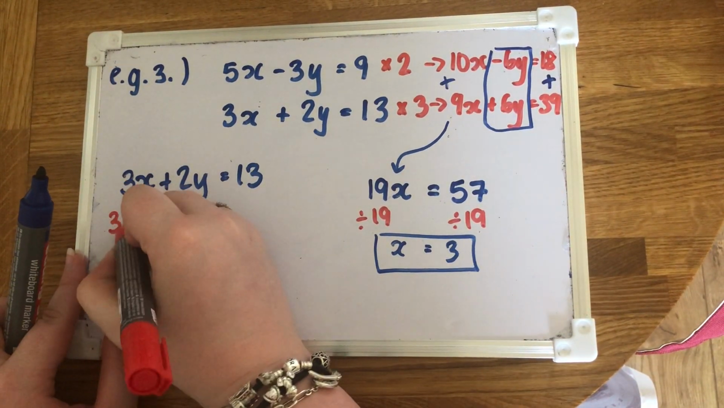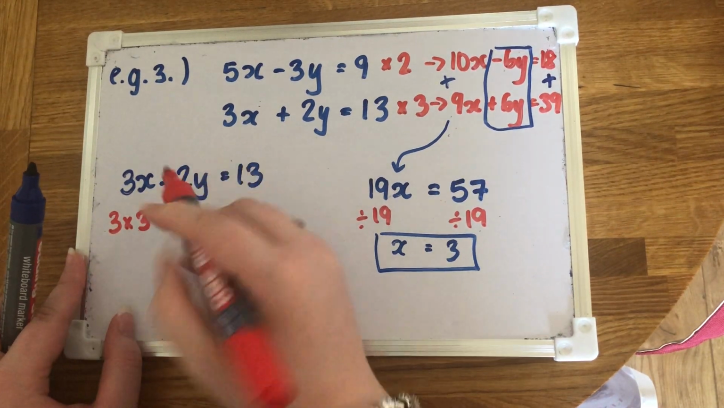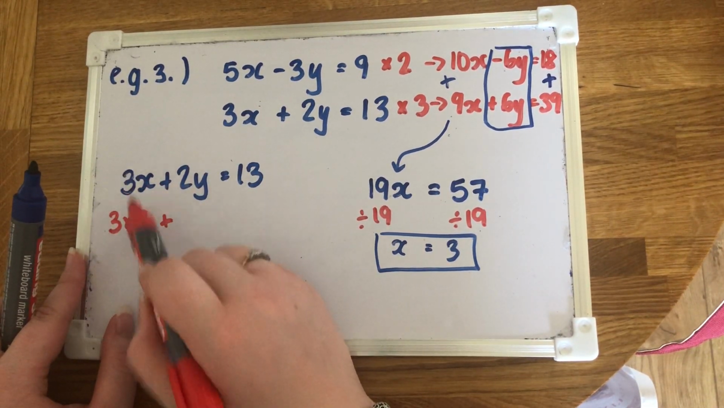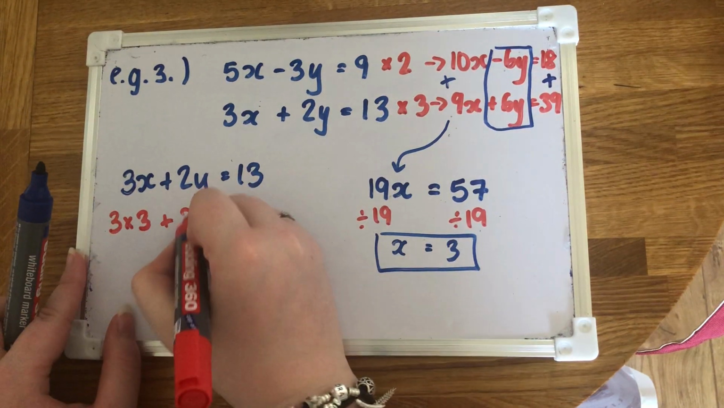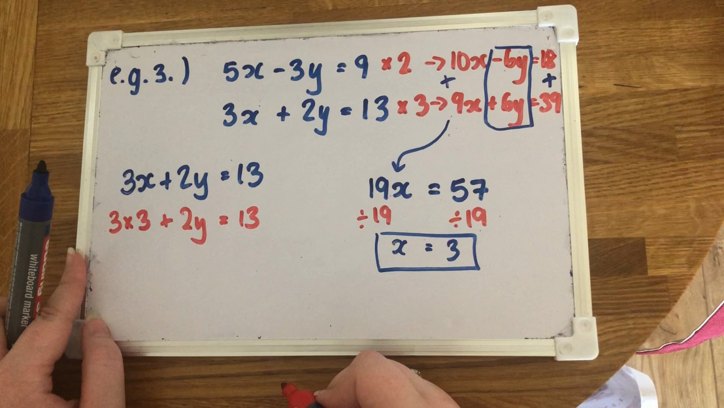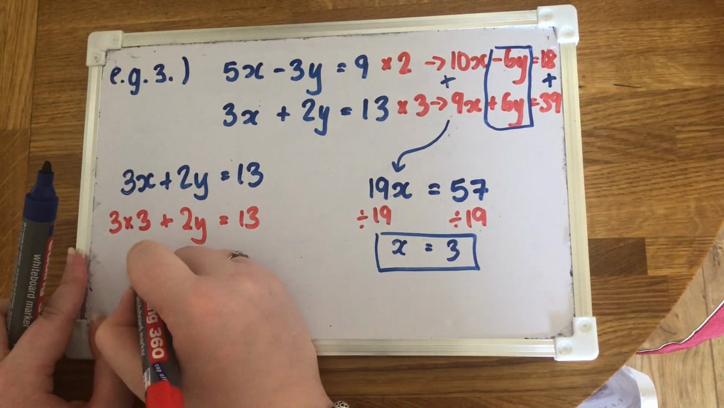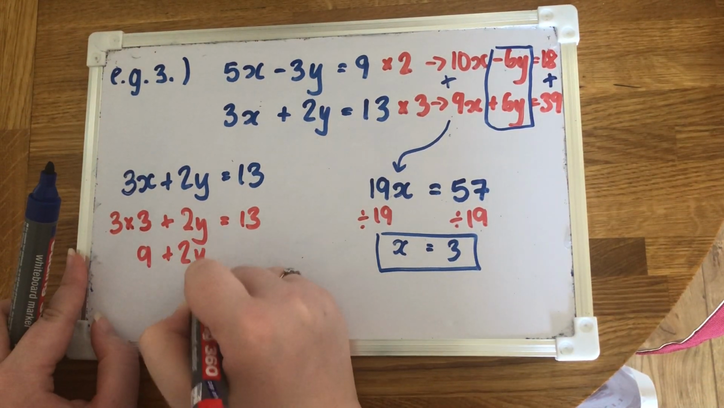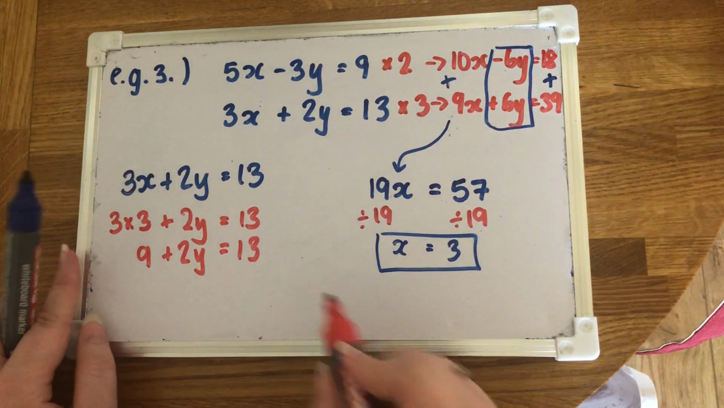So I'm going to do 3 times by 3. Okay, so the first 3 is just because it was 3x, and the second 3 is from here. Then 2y equals 13. And then simplify it, and then we can solve it. So 3 times 3 is 9. So 9 plus 2y equals 13.